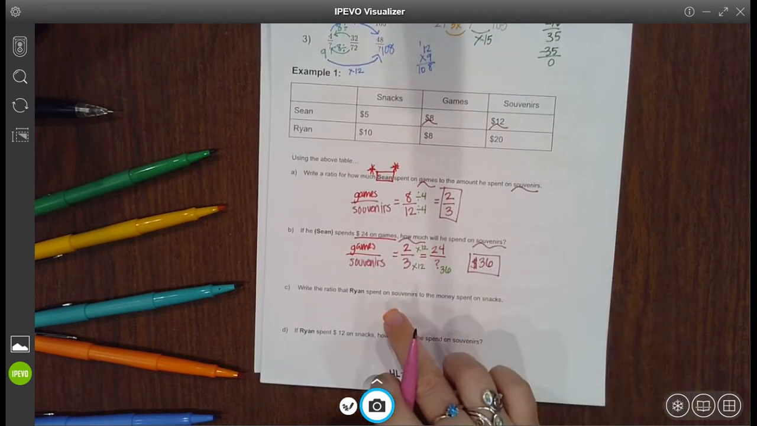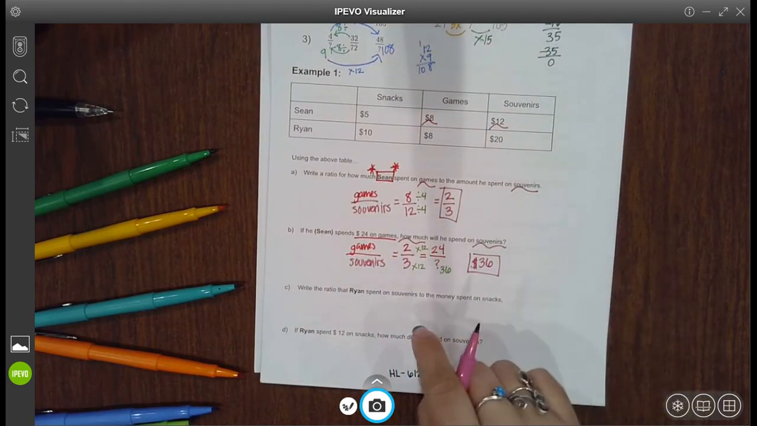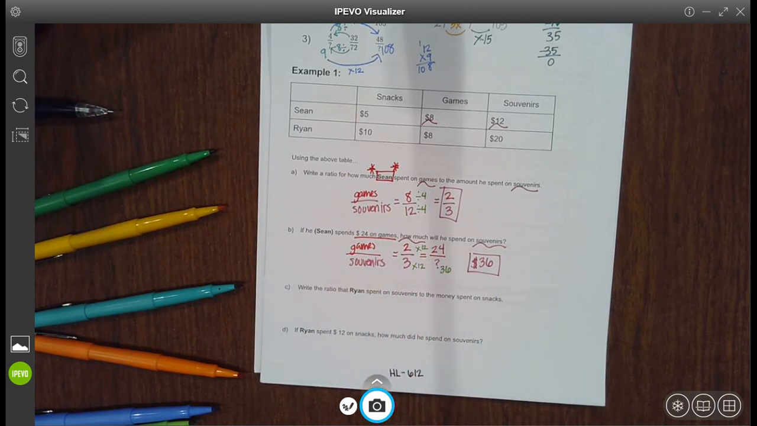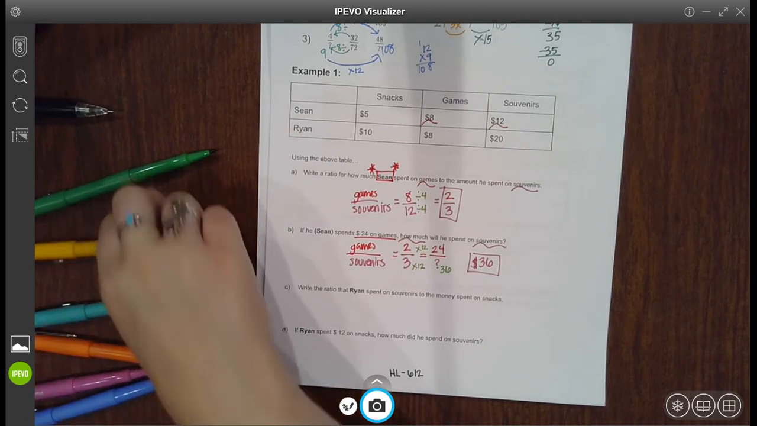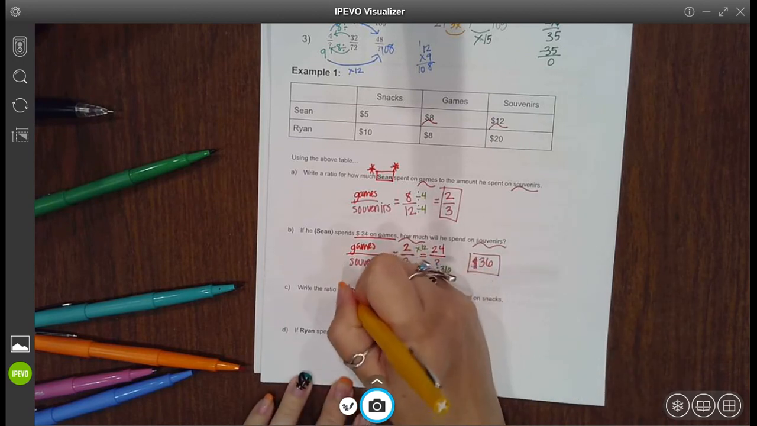Go ahead and see if you can try C and D following the same way we did A and B. But remember, this time we're not focusing on Sean. This time we're focusing on Ryan. So you'd pause the video and then come back when you think you have it figured out. Okay, now you're back with us. We're going to focus on Ryan, as we said.